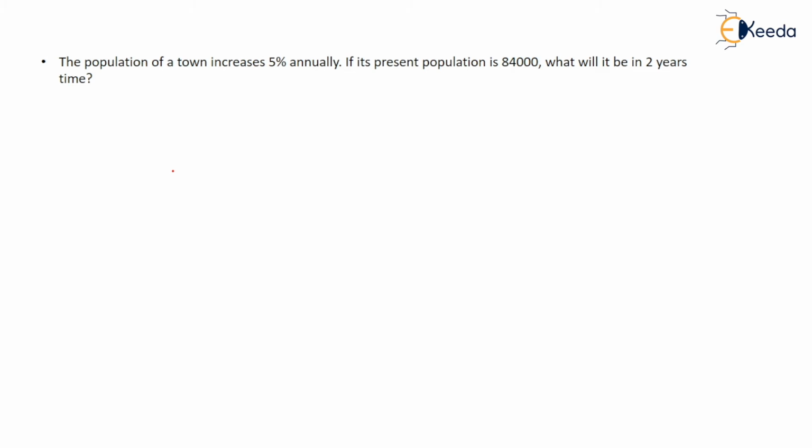For this you have to simply do one thing. You have to apply the compound interest formula. What is it? It is P(1 plus R upon 100) raised to power n, right? So present population you know, rate of increase you know, and now you know the number of years. Now you can simply calculate the population after 2 years. Just put the values in the given formula, right?